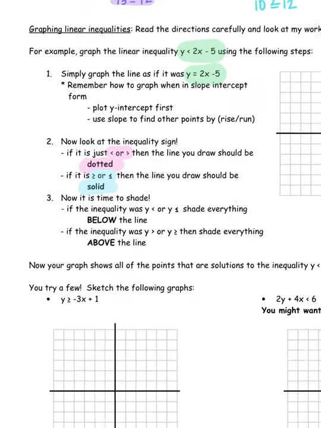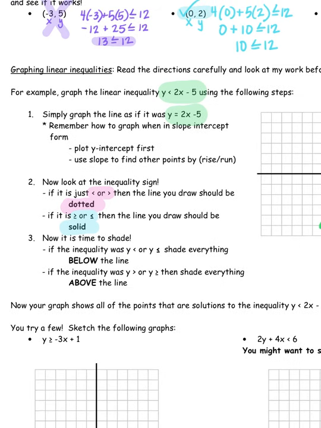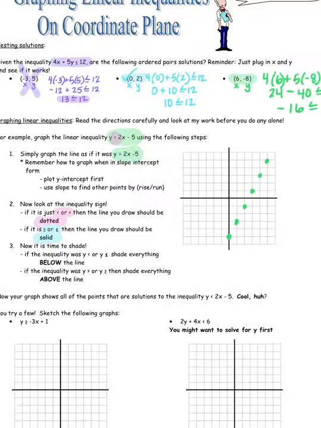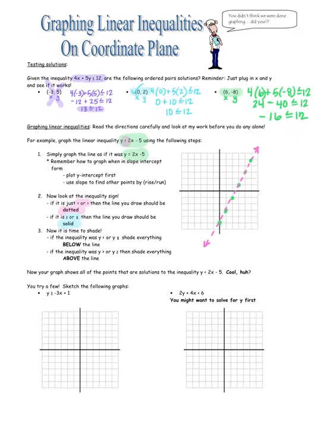So let's stop there and let's go over here and look at our inequality. And our inequality, if we look back up here, is just less than. So if it is just less than, our line is going to be dotted. So we're going to draw a dotted line through our points. Okay, so there's our dotted line.